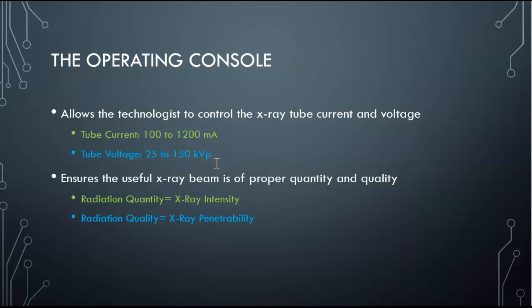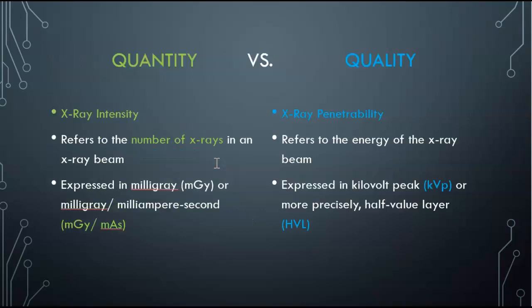Okay, so KVP is X-ray penetrability and our quality. Now we can refer to it just as intensity and penetrability, and you should know that that is KVP and mass. Okay, we can say your quantity and your quality, and you need to know your quantity is your mass and your quality is your KVP. So make sure that you know these inside and out and you don't get them confused.